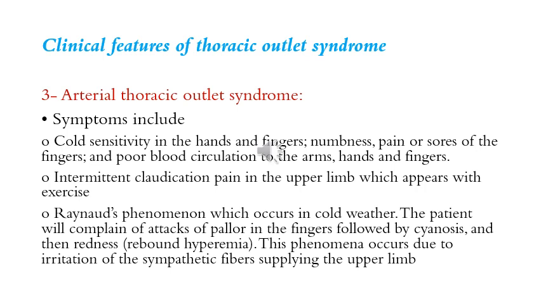What is meant by Raynaud phenomena? When the upper limb is exposed to the cold weather, the patient complains of attack of pallor of the fingers, followed by cyanosis and then redness. We call this rebound hyperemia. This phenomena occurs due to irritation of the sympathetic nerve supplying the upper limb. It's not due to exposure to the cold weather. In the thoracic outlet syndrome, it's due to irritation of the sympathetic fiber supplying the upper limb.